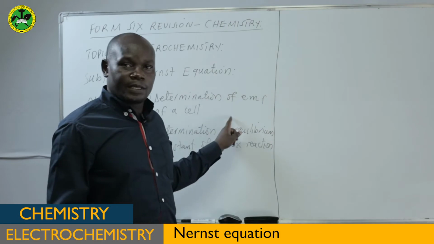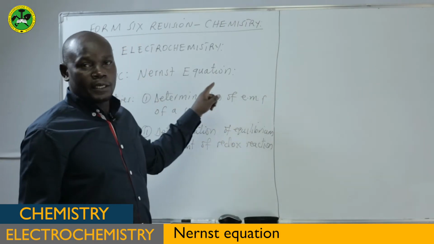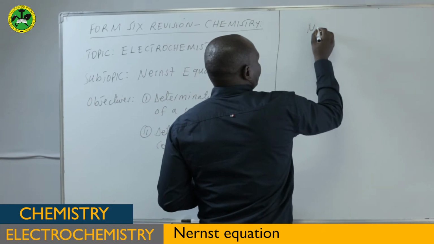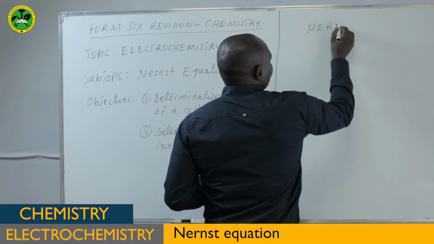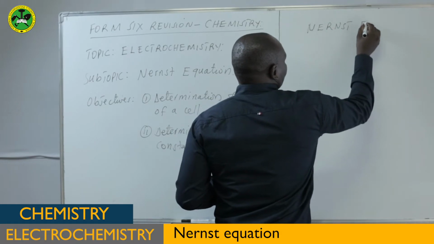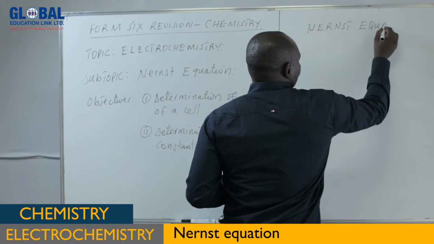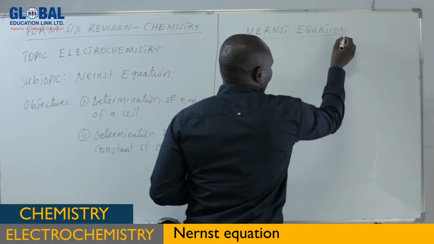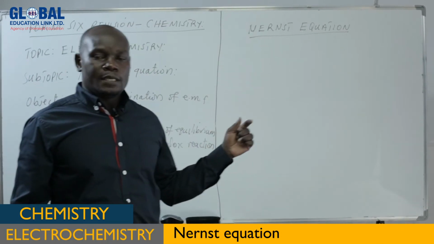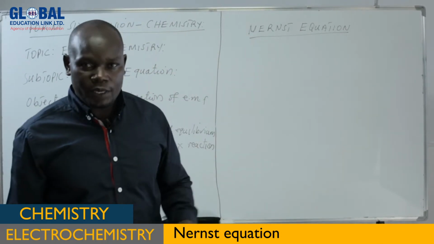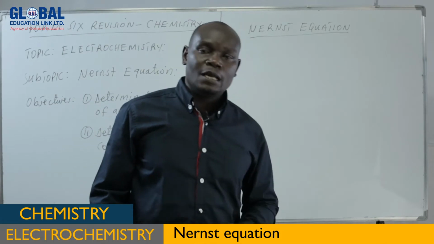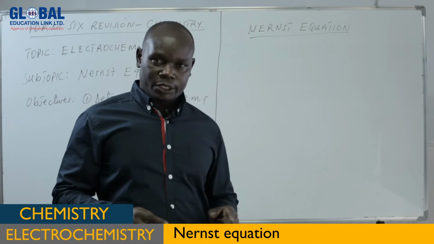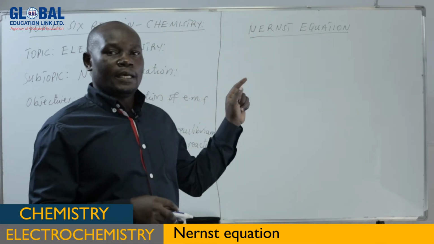But how do you determine the EMF of a cell? By using the Nernst equation. Normally, the Nernst equation is an equation used to determine the EMF of a cell when the electrolyte concentration is not equal to 1 molar. So it's then that we use the Nernst equation.